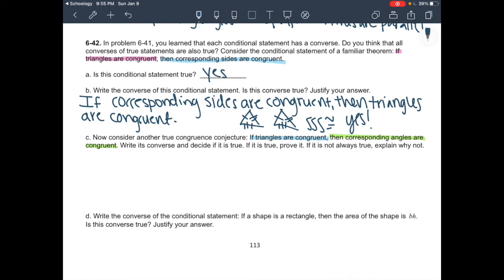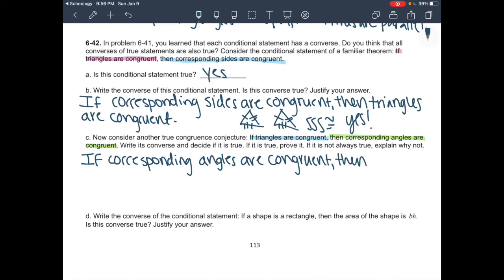So we're going to write the switched sentence. So if, and then I'm going to go to green, corresponding angles are congruent. Then, and then I'm going to go to blue because I ran out of stuff to write for green, triangles are congruent. So now that we've written that sentence, we have to think about, is that always true? And if it isn't, why not?